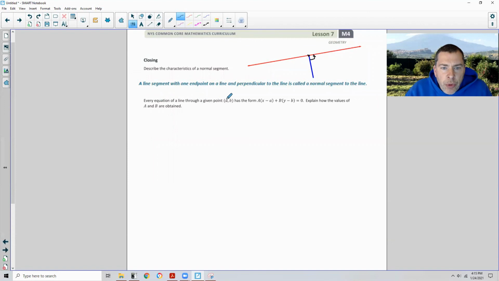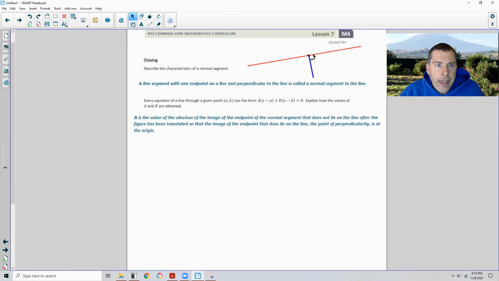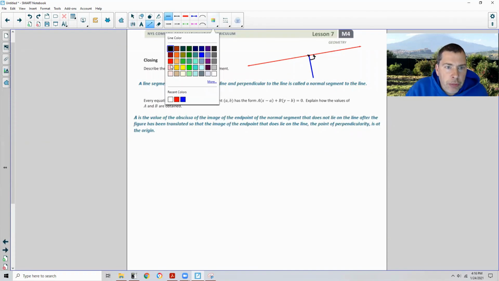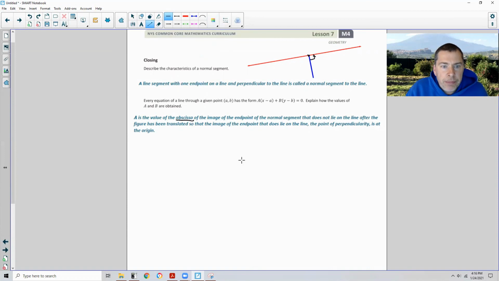Every equation of a line through a given point A, comma B has the form of capital A times x minus a plus B times y minus b equals 0. Explain how the value of capital A and capital B are obtained. Okay. So A is the value, and let me point out a term you might not have heard before: A is the value of the abscissa. That is just a fancy term for the x coordinate, and the y is called the ordinate. I rarely, if ever, use these terms in class, but nothing wrong with knowing them.